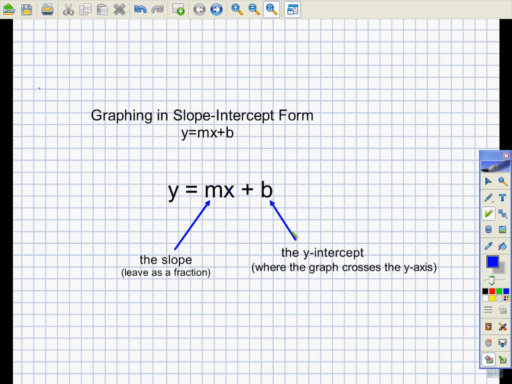And b is the y-intercept. It's where the graph crosses the y-axis, and where it crosses the x-axis, y would be at 0. Now let's do a couple examples.